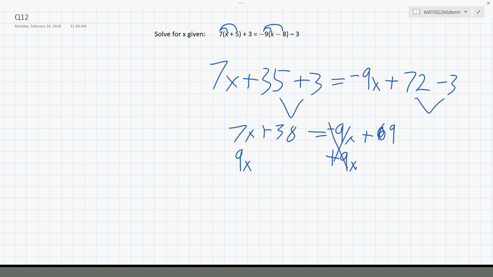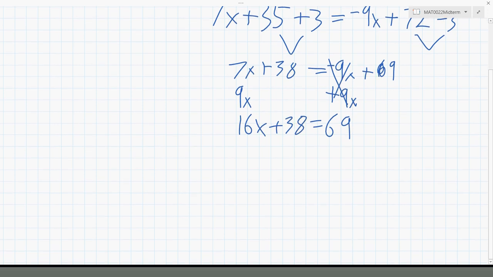So 7 plus 9 is 16x plus 38 equals 69. Now I'm going to have to do some subtraction, right? Yep, so we're going to subtract 38 from both sides.